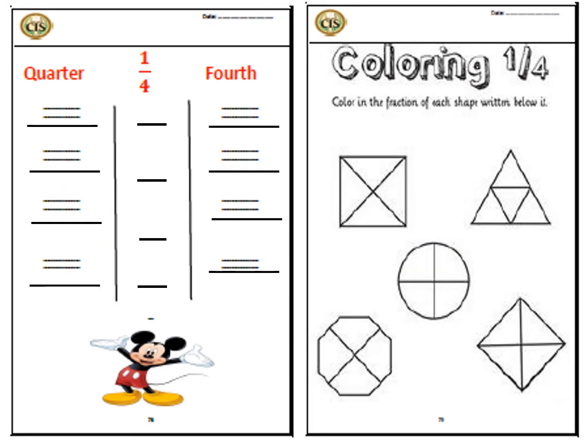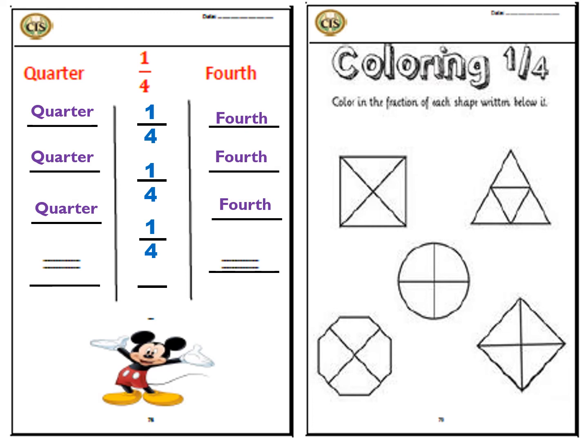Here, how can I write 1 over 4 by the letters? And I have here two names, quarter or fourth, or 1/4, or 1 over 4. Both are right. How can I write quarter? QUARTER, and 1 over 4 and fourth, like this. 1 over 4, quarter, fourth.